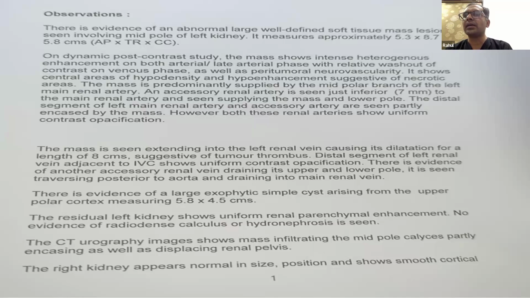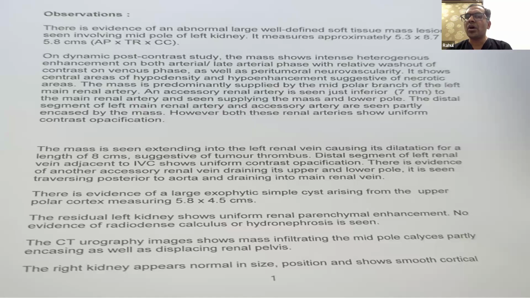An accessory renal artery is seen just inferior, 7 mm to the main renal artery, and is seen supplying the mass and lower pole. The distal segment of the left main renal artery and accessory artery are seen partly encased by the mass. However, both renal arteries show uniform contrast opacification. The mass is seen extending into the left renal vein, causing dilatation for a length of 8 cm, suggestive of tumor thrombus. Distal segment of left renal vein adjacent to the IVC shows uniform contrast opacification.